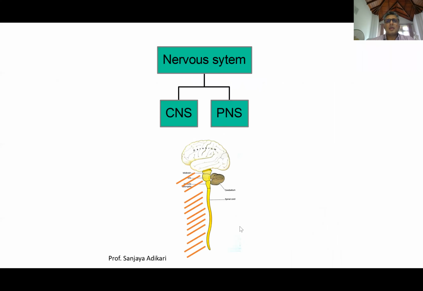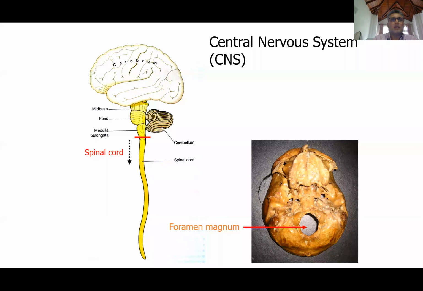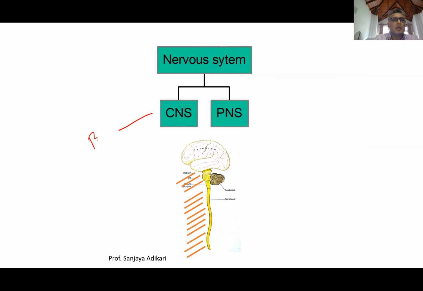The nervous system can be categorized or described in different ways. As anatomists, the best way we can describe it is as the central nervous system and the peripheral nervous system. The central nervous system includes the brain and the spinal cord. And the peripheral nervous system includes the 12 pairs of cranial nerves and the 31 pairs of spinal nerves.